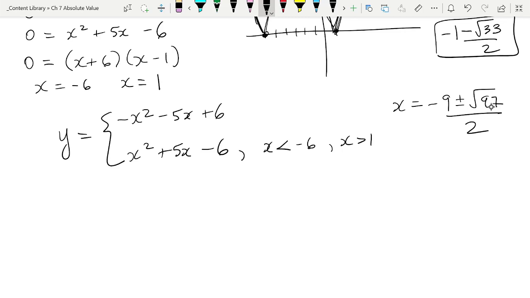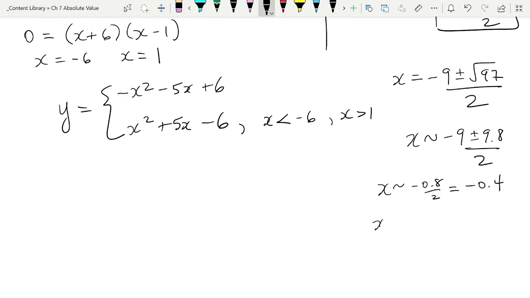That's a very close number to 100, so it's close to 10. And again, I'd pick 9.8. Somebody might say it's probably closer to 9.9. We don't care. 9.8 is nice and easy to divide by 2, so I'm going to pick it. So x is around negative 9 plus or minus 9.8 over 2. Negative 9 plus 9.8 would be negative 0.8, which over 2 gives me negative 0.4. If they were both minuses, I'd get negative 18.8 over 2, which is negative 9.4.